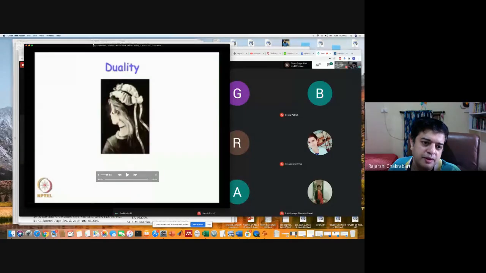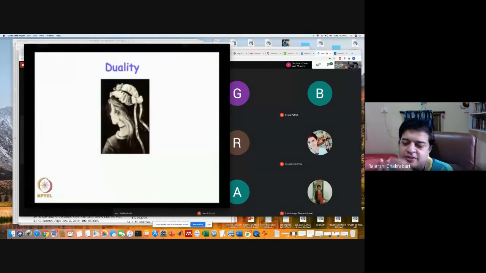So for example, if I say this is the nose of a girl and this is the ear, you can see this is a young girl, isn't it? But if I say this is the nose and this is an eye, then you can see an old lady. So this is a picture which has two pictures hidden in it. So it has nothing to do with wave particle duality, but just to demonstrate the notion of duality.